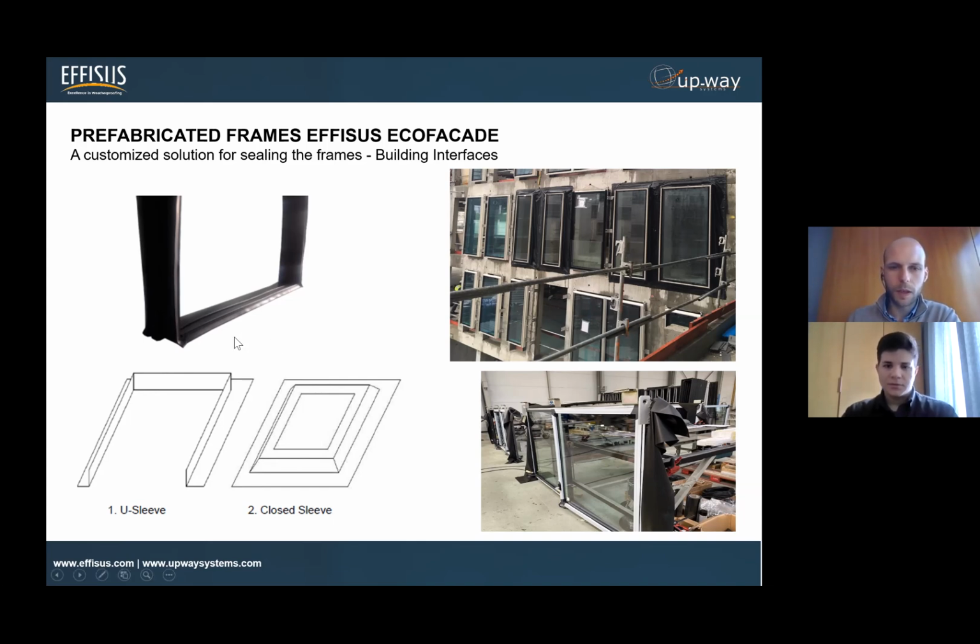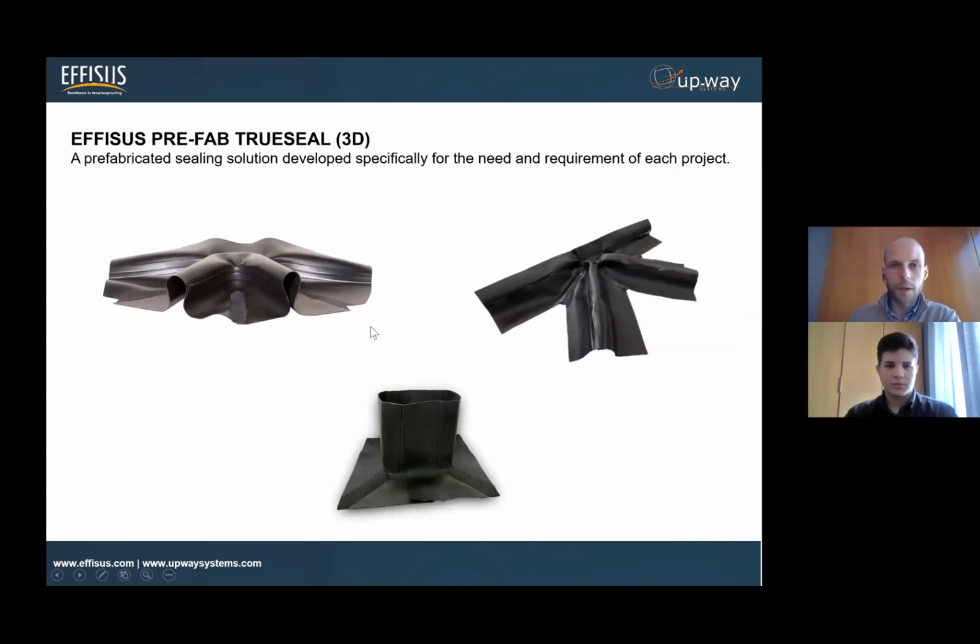Also, we can, for instance, have clip-in gaskets on the edge of this frame. So we can fully customize even this frame with top adhesive strips and clip-in gaskets, pretty much as per the project requirement. And here we have another level of customization. These 3D pieces, prefab roof fill, are very specific pieces that we can provide to each project.